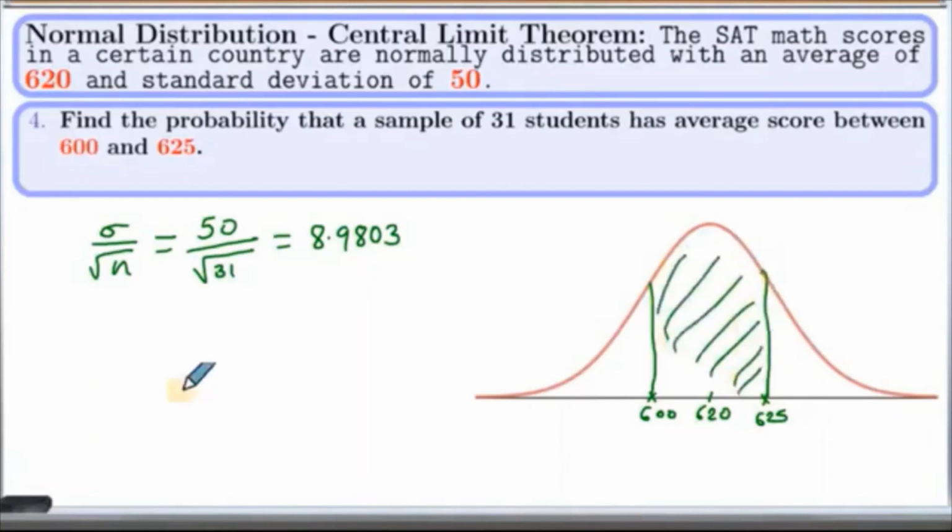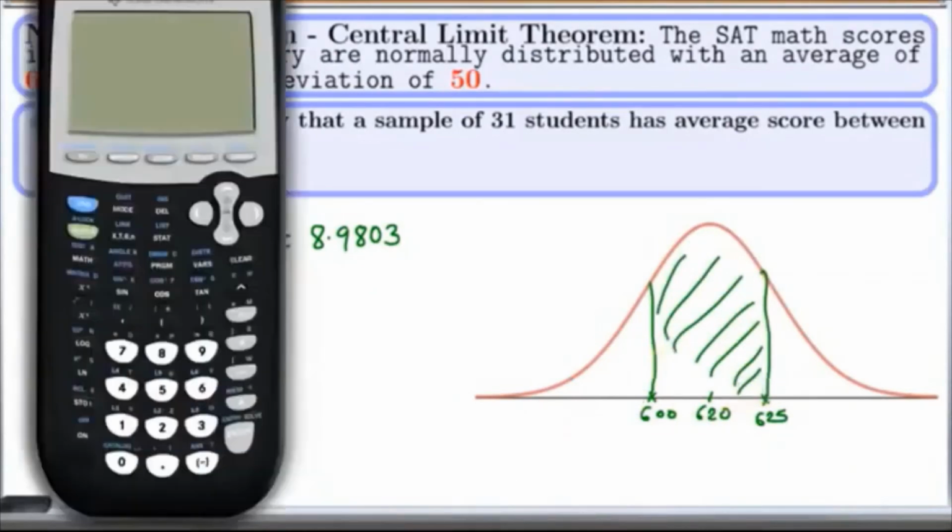Now, we can use the calculator to find the area in between 600 and 625. So let me pull my calculator up on the screen. Now, you need to go to second distribution, then we'll be using normal CDF, which is number 2. Select that, hit enter.